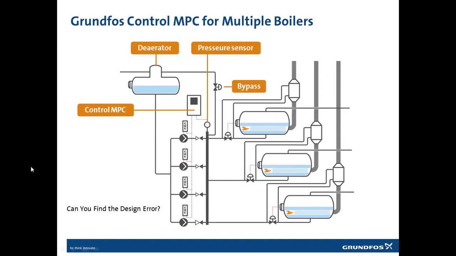seen from the pump's point of view, we simply need a bypass. We can't do without the bypass because we don't know when the boilers are calling for water and when they are not. And now, can you find the design error? I've written it down here.